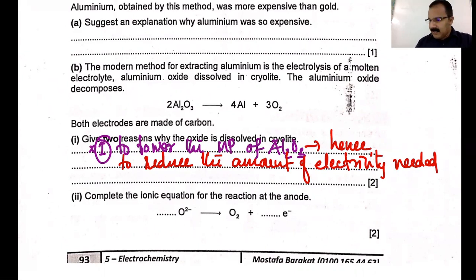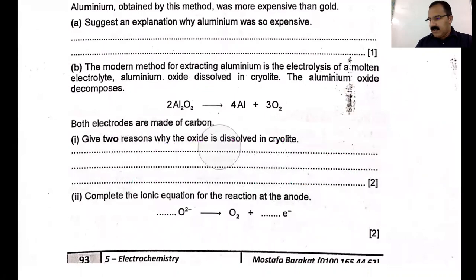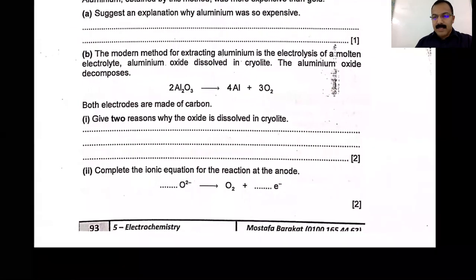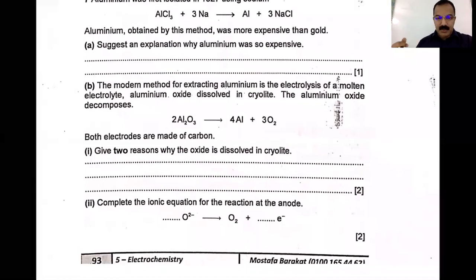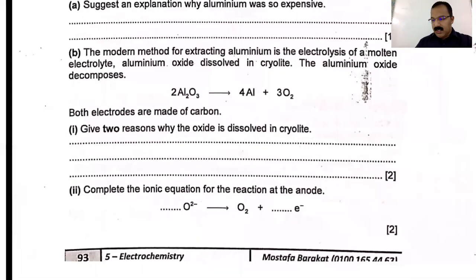That is one. Second one, to increase the ionic mobility. Or you can say it increases the speed or movement, to facilitate the movement of the ions through the electrolyte. That's the reason why it is used. 2 reasons: to lower the melting point, thereby reducing the amount of electricity required, and also to increase the mobility of ions. Which ions do we refer to? All the ions, basically aluminum and oxide ions.